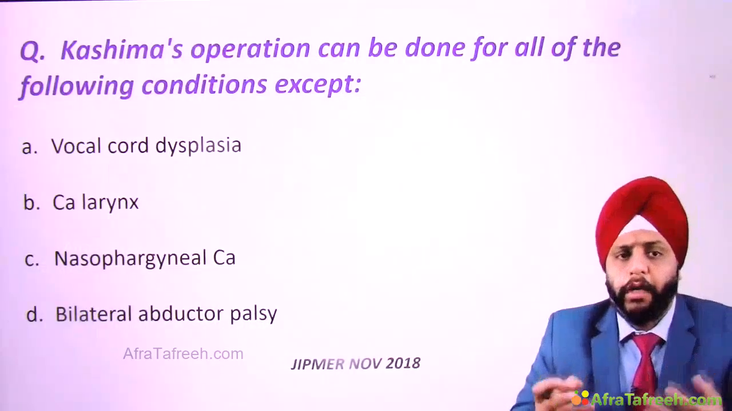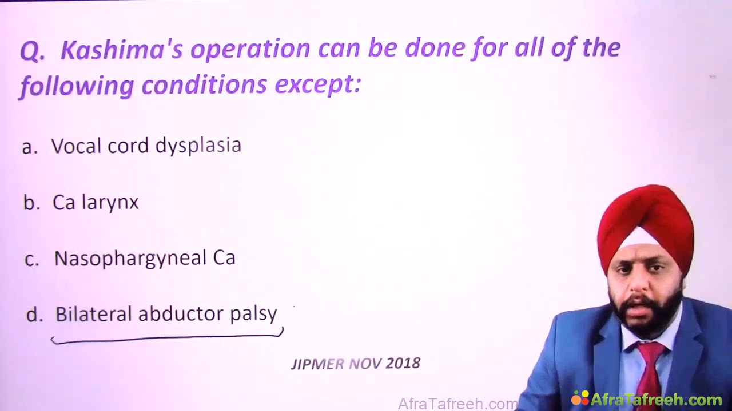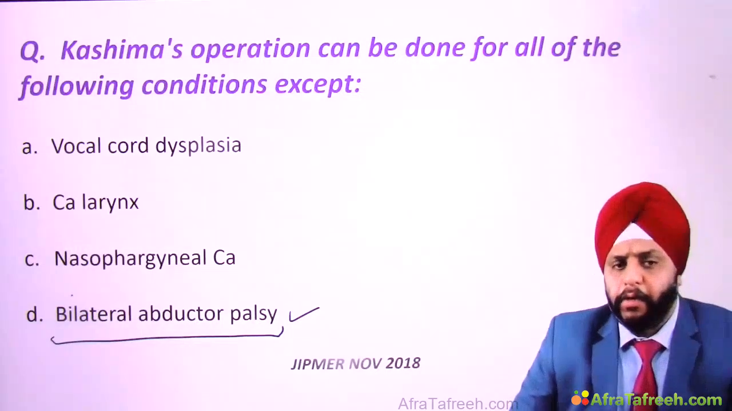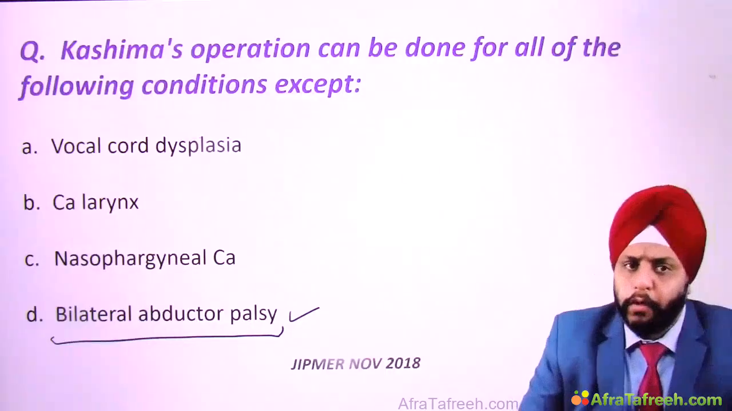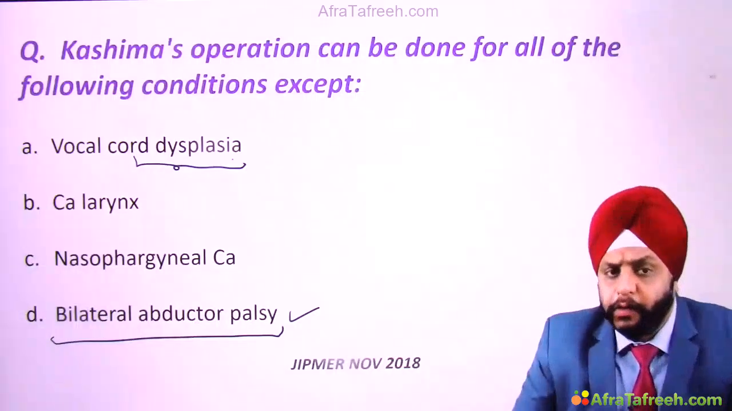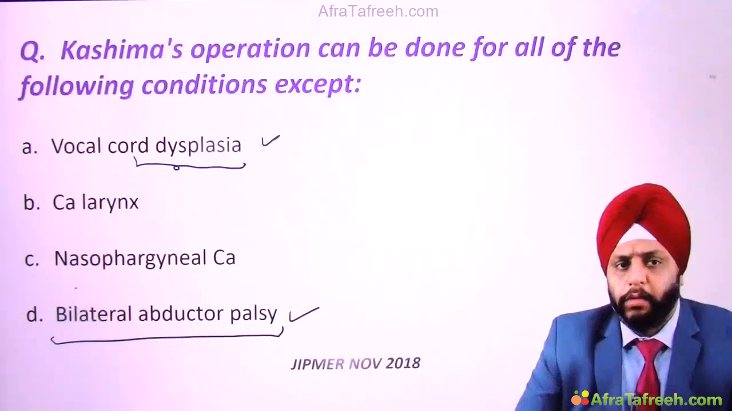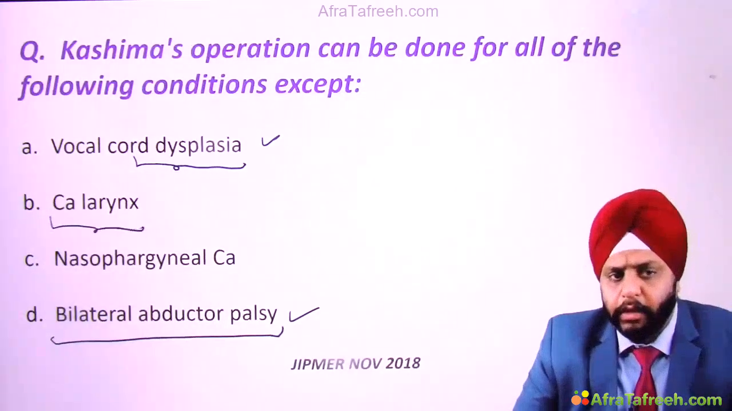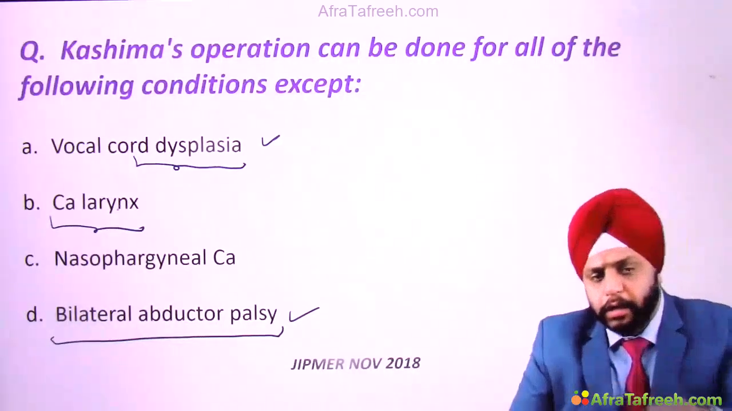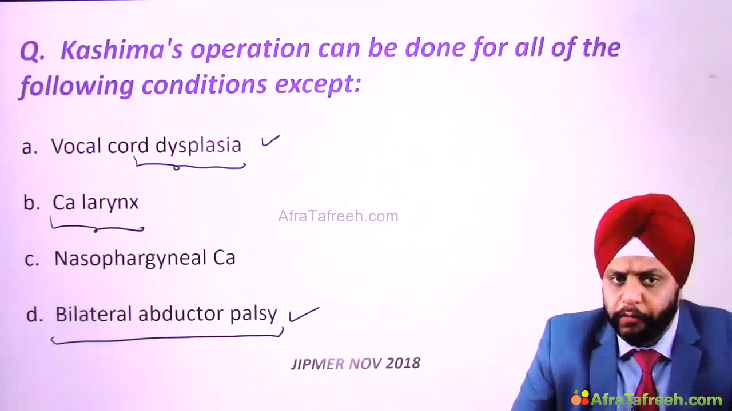So where all can we do Kashima's operation? Number one, in case of bilateral abductor palsy that we have just seen. Other than that, in case of vocal fold dysplasia. The vocal folds are not moving normally, there is a dysplasia, again we can do Kashima's operation. What about CA larynx? Let's say there is a tumor over there that's causing the palsy, so we can cut the tumor, remove the tumor, and we can also improve the vocal fold movement.